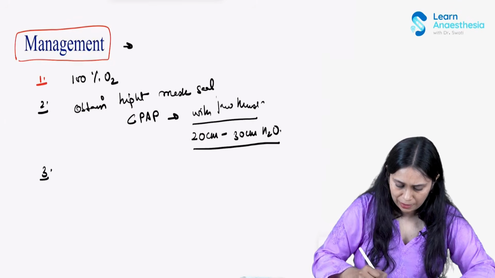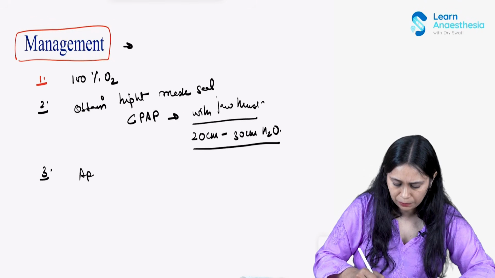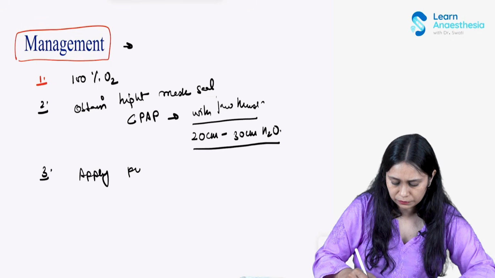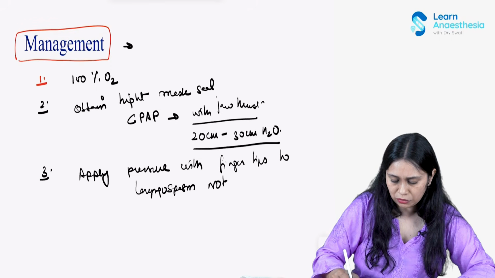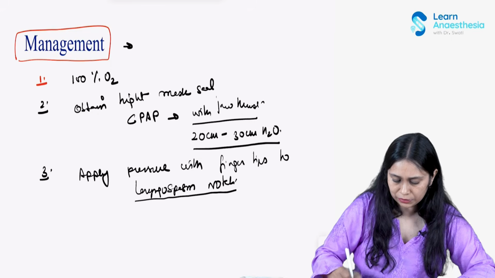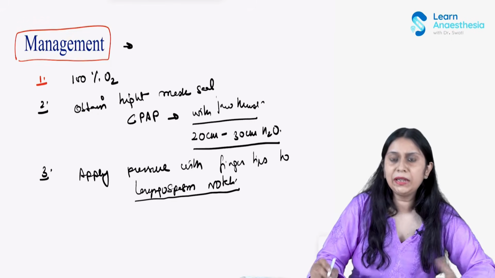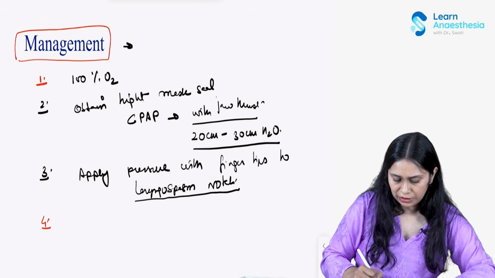So we apply pressure with fingertips to the laryngospasm notch, and this is called Larson's maneuver. We can deepen the plane of anesthesia. So deepen the plane of anesthesia.